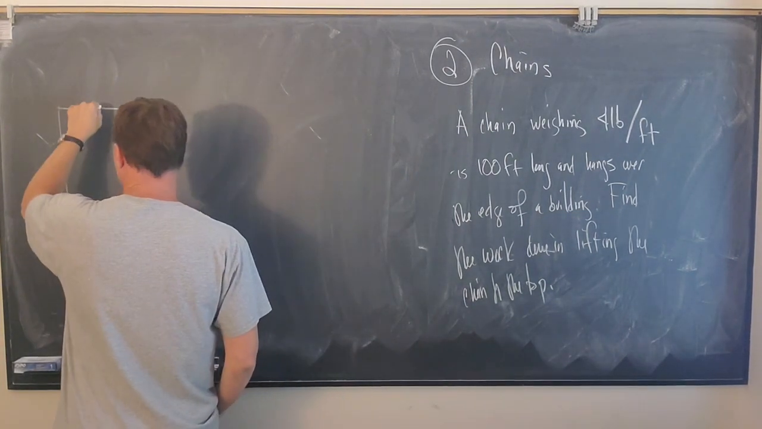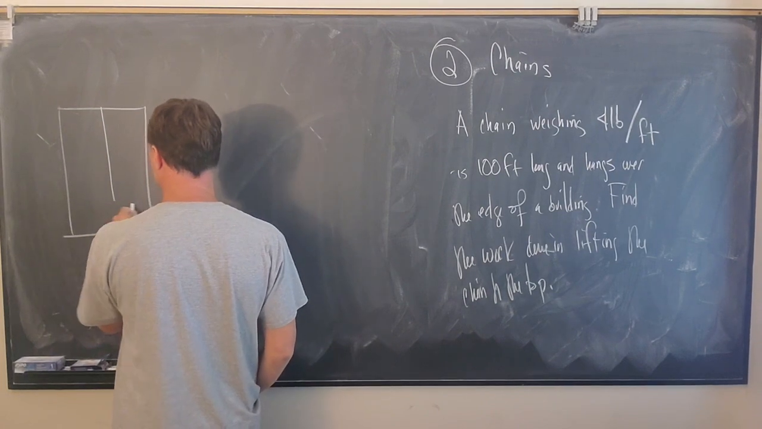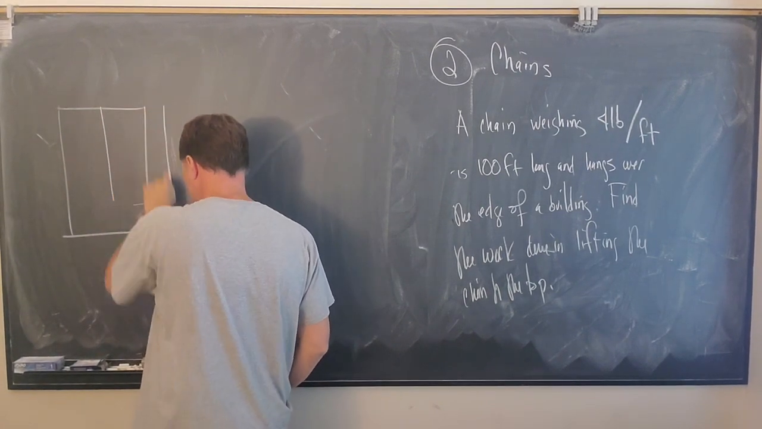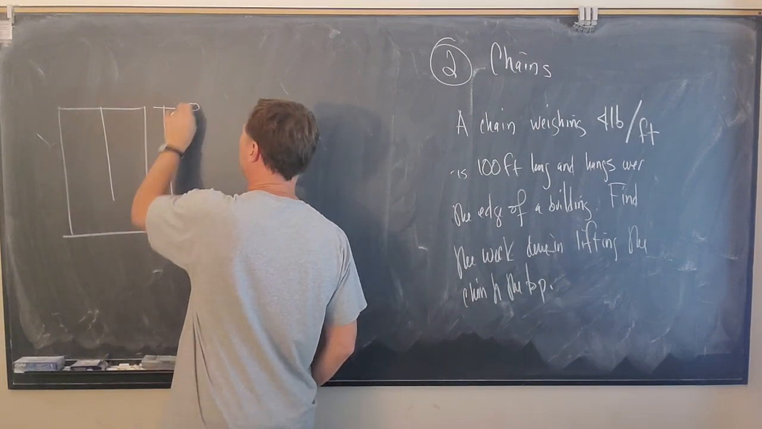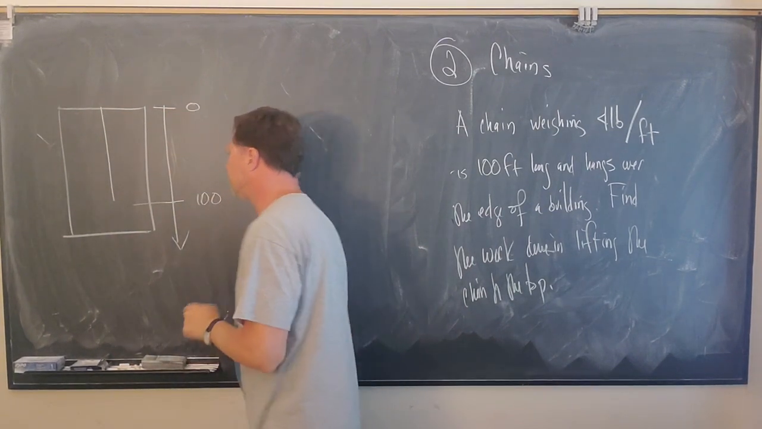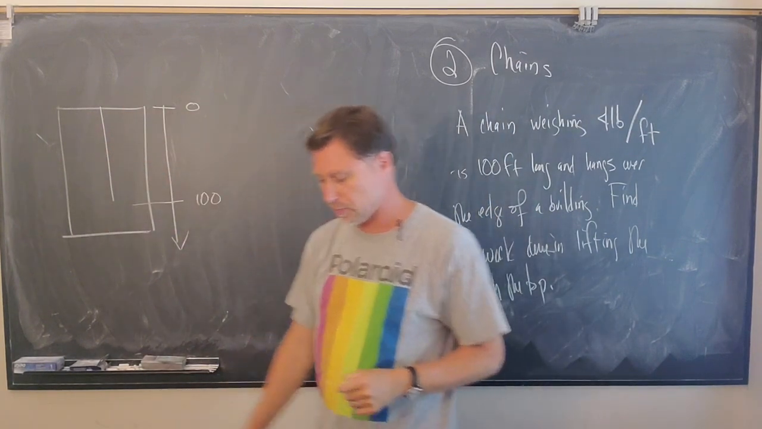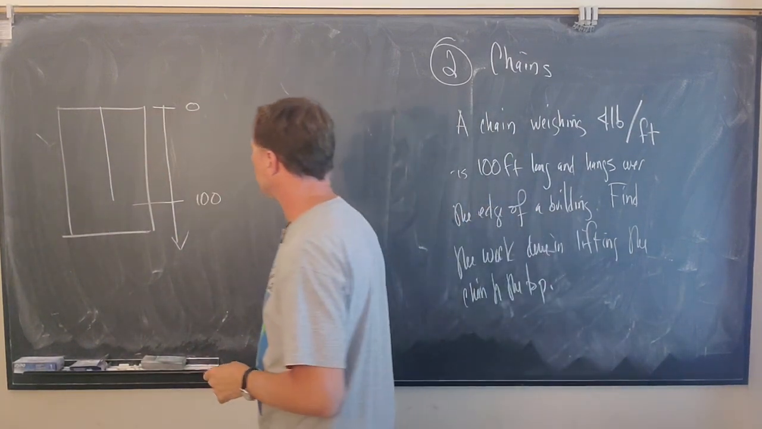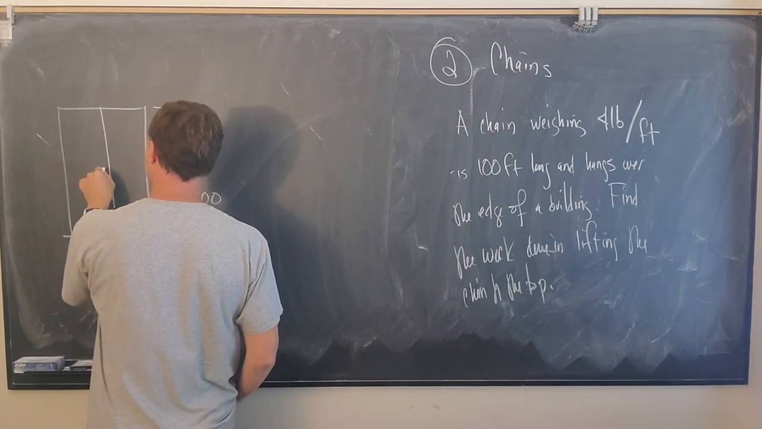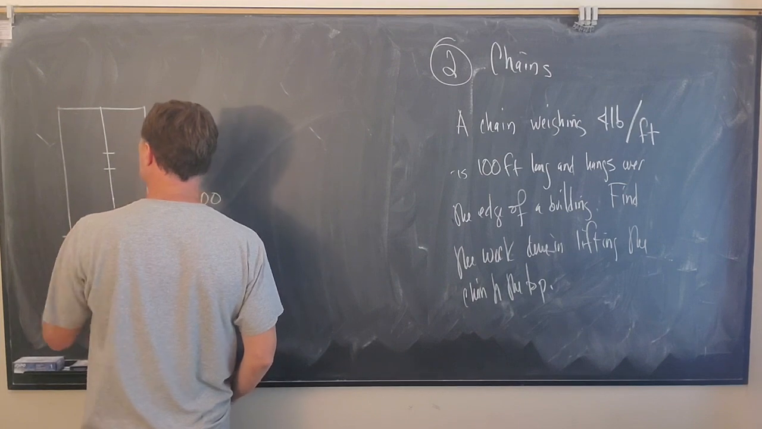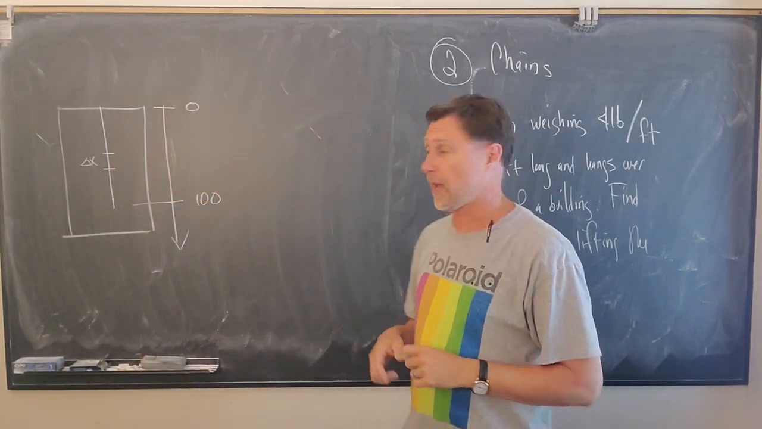And so here's our picture. Here's our building. Here's our chain hanging over the edge. And so I'm going to give myself an axis. I'm going to put 0 here and 100 here. Now, here's my chain. It's 100 feet long, hanging over the edge of the building. And here's the idea. I'd like to chop this chain up into a bunch of pieces, a bunch of segments, each of length delta x.